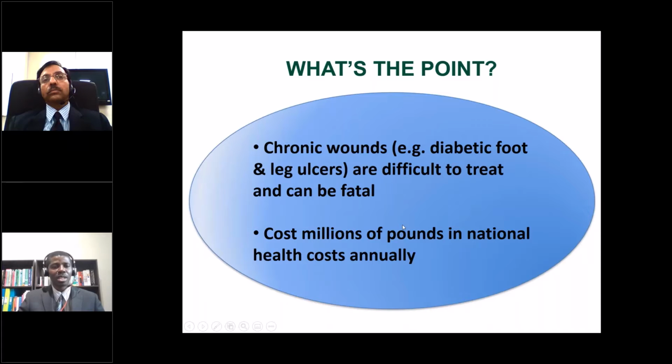So if somebody asked, what is the point? Two things really: chronic wounds, or let's say wounds in general. For example, diabetic foot and leg ulcers are very difficult to treat. And actually, it can also kill people. There are several cases of amputations, very common with diabetic foot ulcers as well. And they cost millions to billions of pounds and dollars annually to various national health services, including the UK where I am.